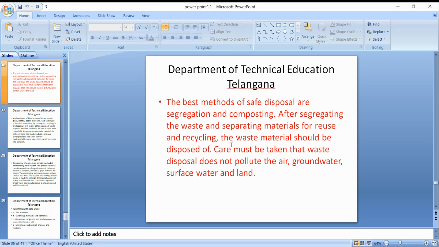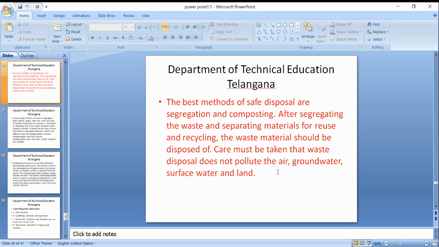So the waste material should be disposed of with care so that it does not pollute the area, groundwater, or surface water. When we are not using the waste, it should be segregated. First of all, we have to segregate it. After it is collected, it should be disposed of at one place, and after that, it should be segregated.